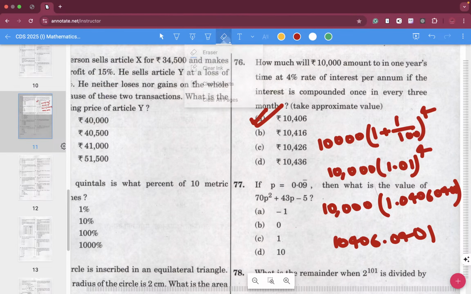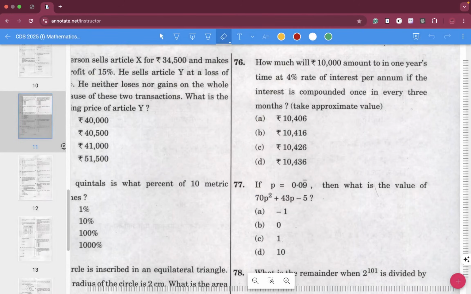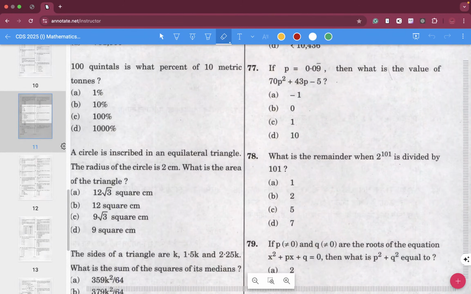Now we'll move to the next question, which is an absolutely easy one. The value of p is given as 0.09 bar, a recurring decimal. So what does it mean? P is equal to 0.09 bar.